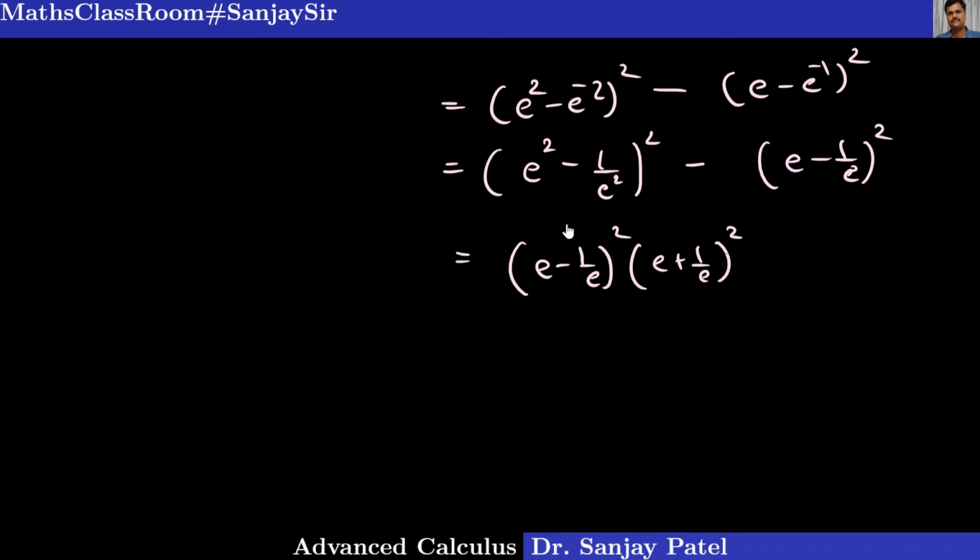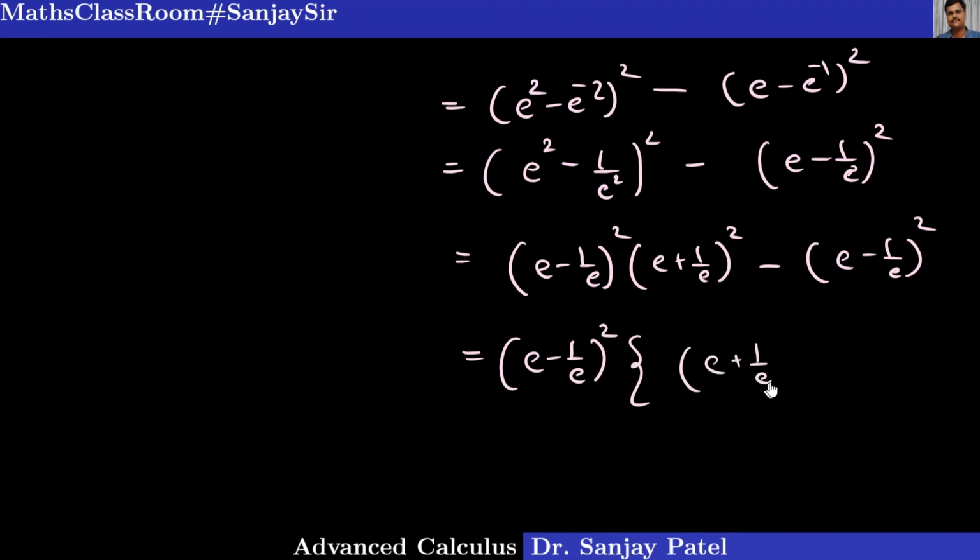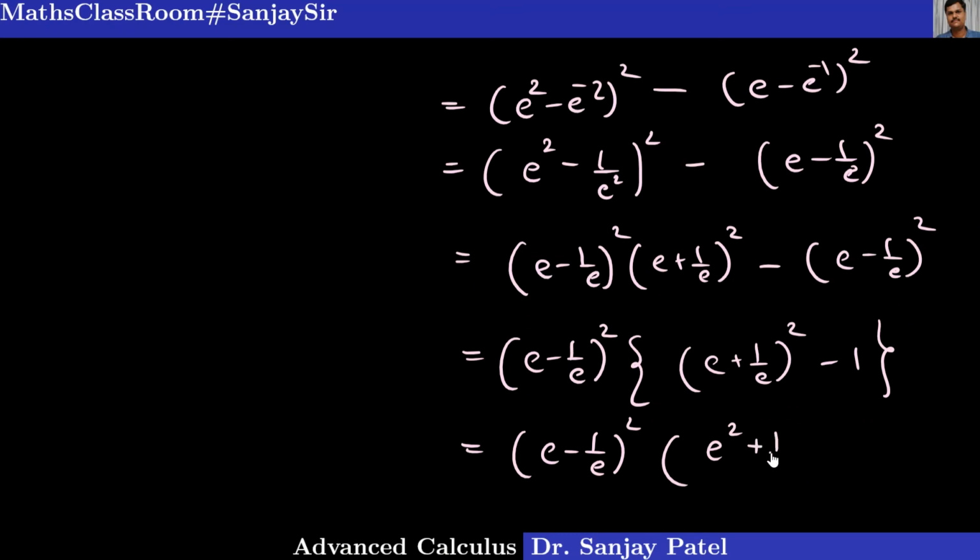A square minus b square you can factorize as a minus b times a plus b. So e minus 1 upon e whole square is a common factor. What is left inside is e plus 1 upon e square minus 1. So this is our final answer. You can simplify and write it as e minus 1 upon e whole square into e square plus 1 upon e square, and the middle term is 2 minus 1, that is plus 1. Okay, so this is my final answer.